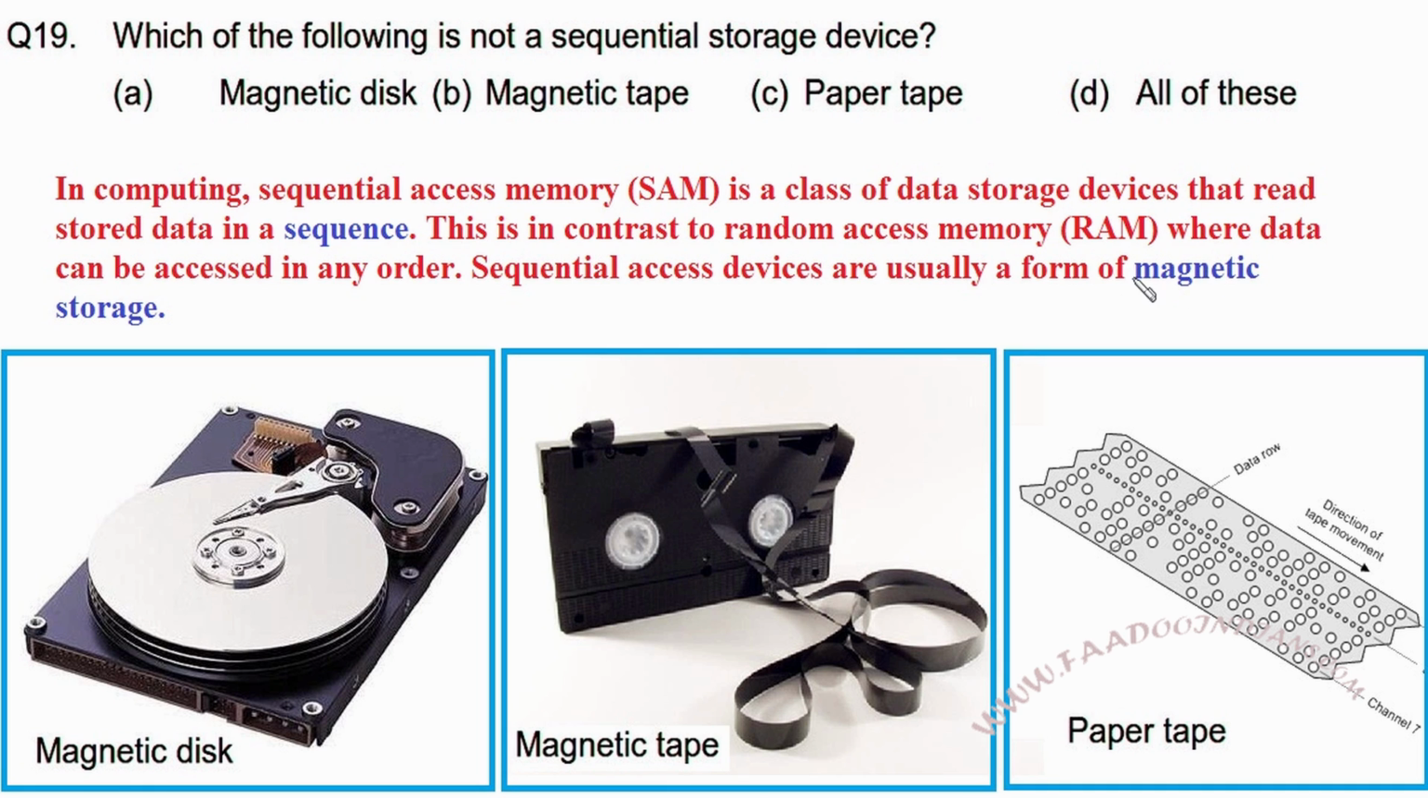But remember, magnetic disk is not a sequential storage device because we have sectors in this, we have various disks and the head can properly hover to the particular destination and it can go to any of the specified locations. Magnetic tape is sequential, that is, we have to go all through the tape in order to get to some particular destination. Same happens in paper tape. Here we have different channels and data rows. We have to go through each one of them. So the answer here is A, that is magnetic disk.